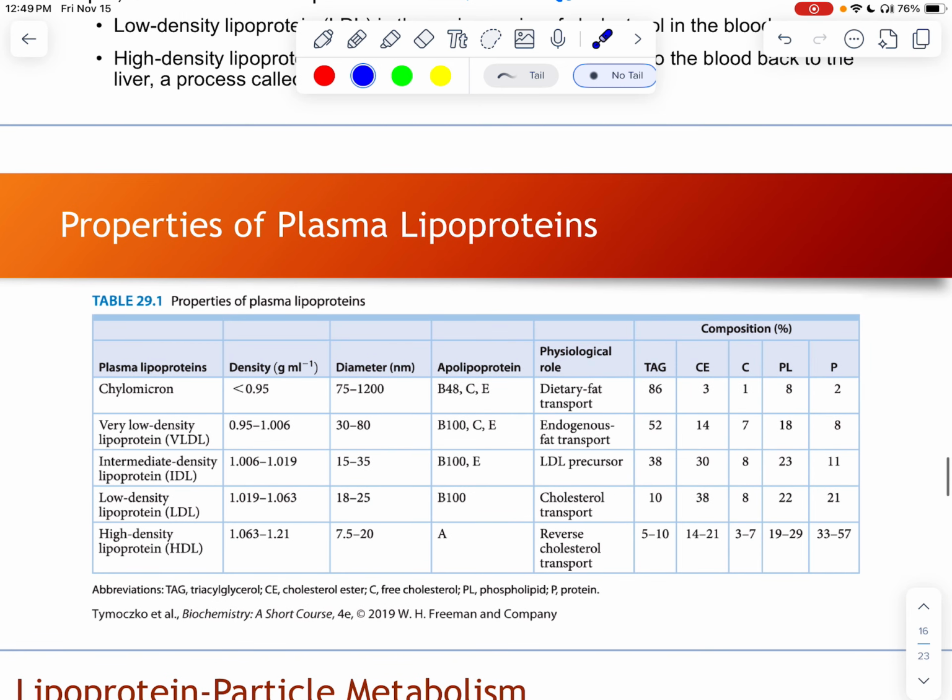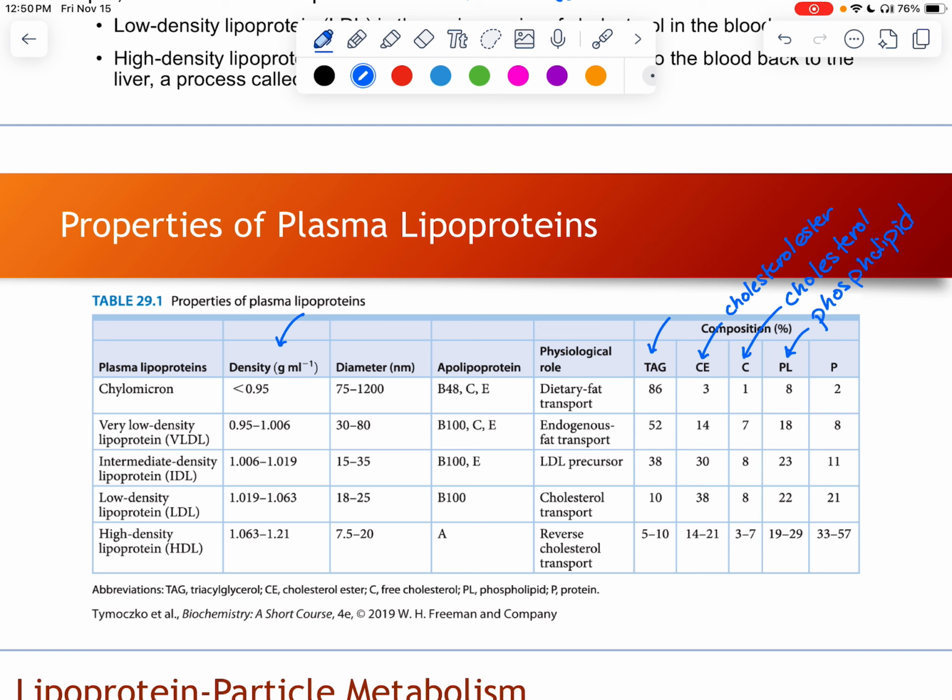So let's take a look at just some properties of lipoproteins. We have density right here. We have our triacylglycerols right here. We're not going to worry about these as much, but this is cholesterol ester, just cholesterol, this is our phospholipid, and this is protein. And over here on the right, we're essentially looking at the percentage that is each of these. So we said the density had to do with the ratio of triacylglycerol to cholesterol.